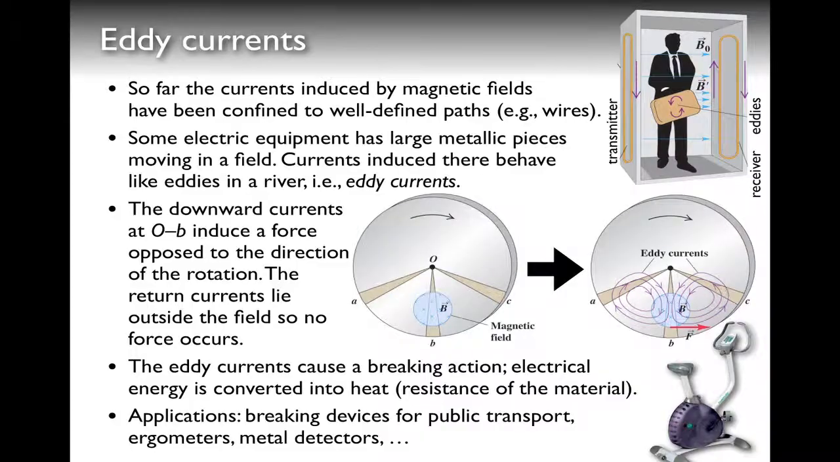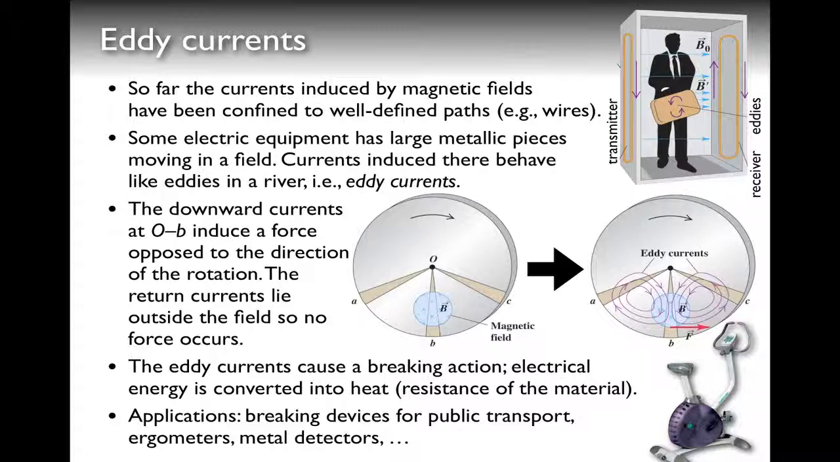Before I move to inductance, I would like to say a few brief words about eddy currents. So far, the currents induced by a magnetic field have been confined to well-defined paths, for example, thin wires. However, you have electric equipment that will have large metallic pieces moving in a field. And the currents induced there behave like eddies in a river, in other words, eddy currents. An eddy in a river is basically a little swirl produced by something that's constricting the path of the water.